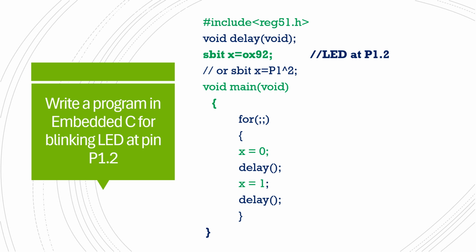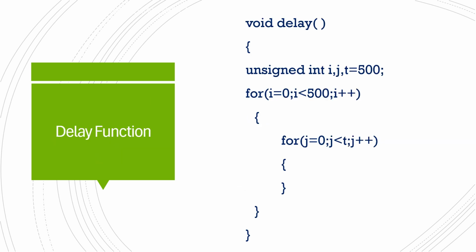So here is the main program. X, which represents pin P1.2, is made off and on continuously. So that much comes in the main program. Now we are left with defining the delay function. This is how we can have a delay function.